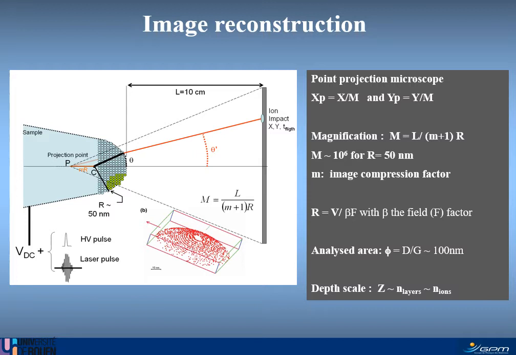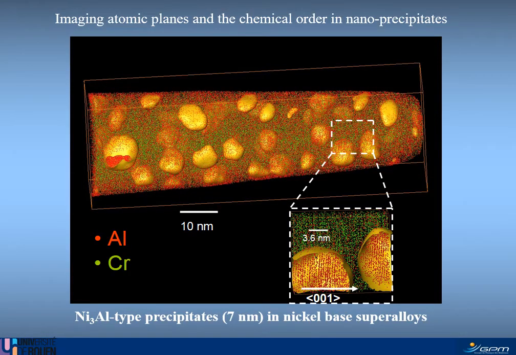So now, how can you generate the depth scale? The depth scale is what? It's simply proportional to the number of layers that you evaporate. So the depth is proportional to the cumulative number of ions that you detect, okay? So this is simply written here. If you count the number of ions, you know the atomic volume of each atom in this material, so you can calculate the depth scale.